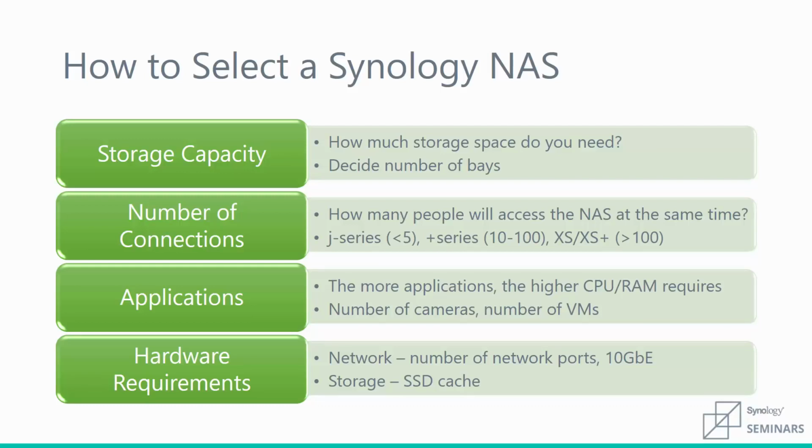The next question we usually ask is how many people will be accessing the NAS at the same time. For under 5 people, we recommend a J series. Between 10 and 100, a Plus series, and anything over 100, we recommend an XS or XS Plus.